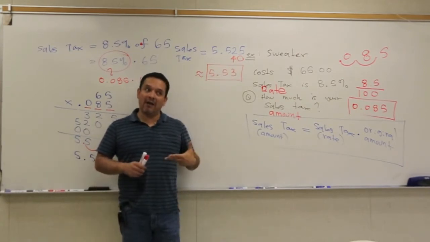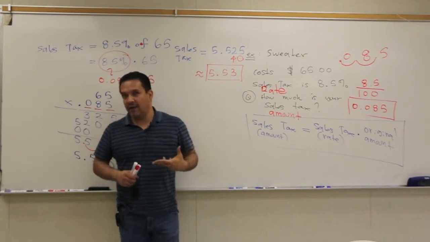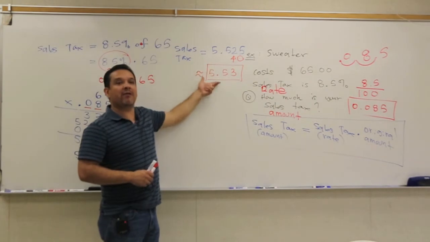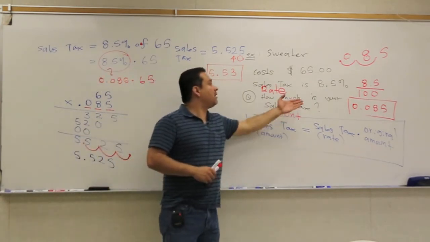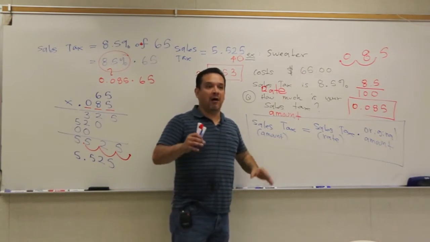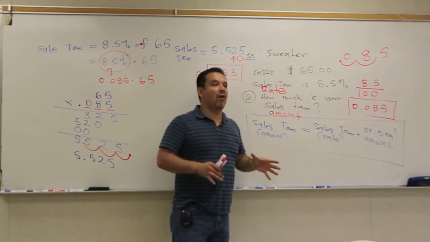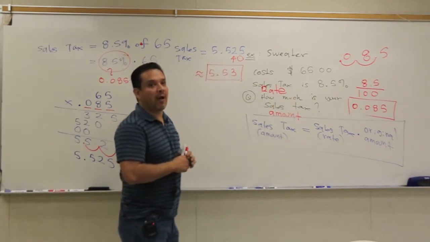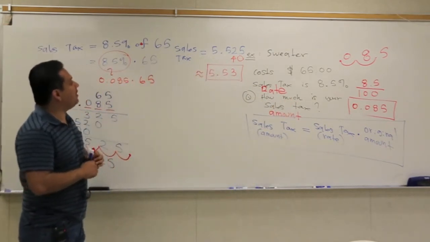So you're going to estimate. They didn't tell you, hey, approximate to the nearest penny. But that's what you do, because that's what you'd have to do if you purchased a sweater that was $65 and the sales tax rate was 8.5%. That's what those registers do on their own, they approximate to the nearest penny. So anyway, here's the deal.